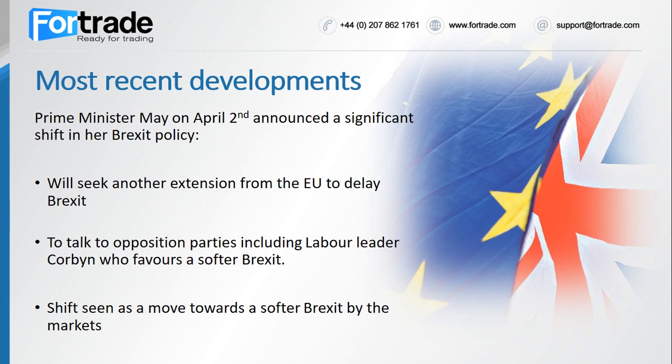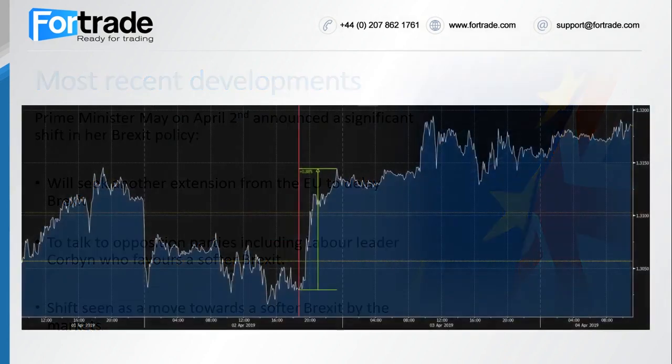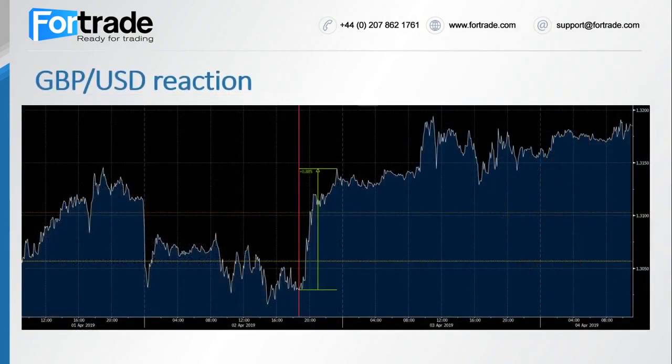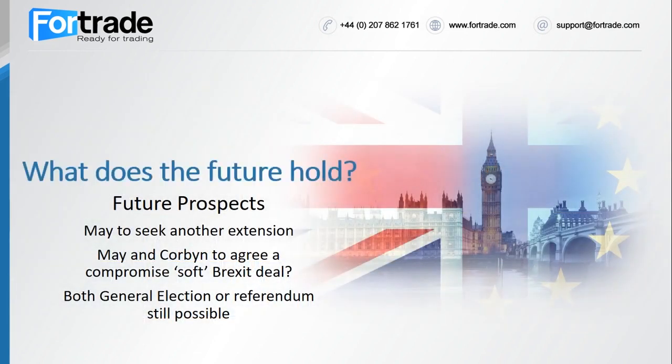The Labour Party favours a customs union agreement with the EU. As you can see here, the GBP climbed against the dollar, jumping 0.88% once the Prime Minister announced her change in policy. Since then, there is increasing optimism that the UK will avoid the worst-case scenario of a no-deal Brexit, so the pound is reacting as we would expect.